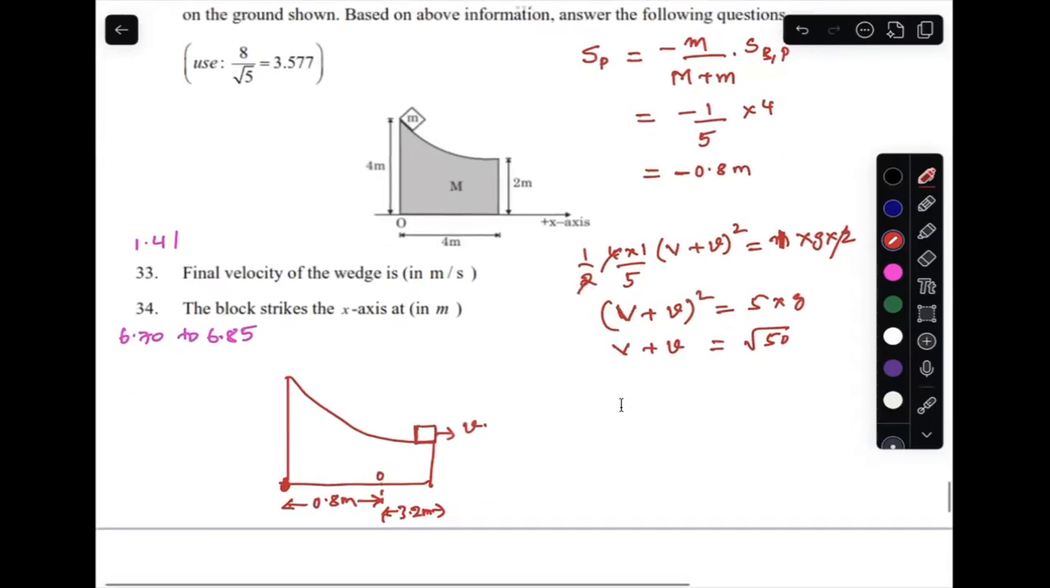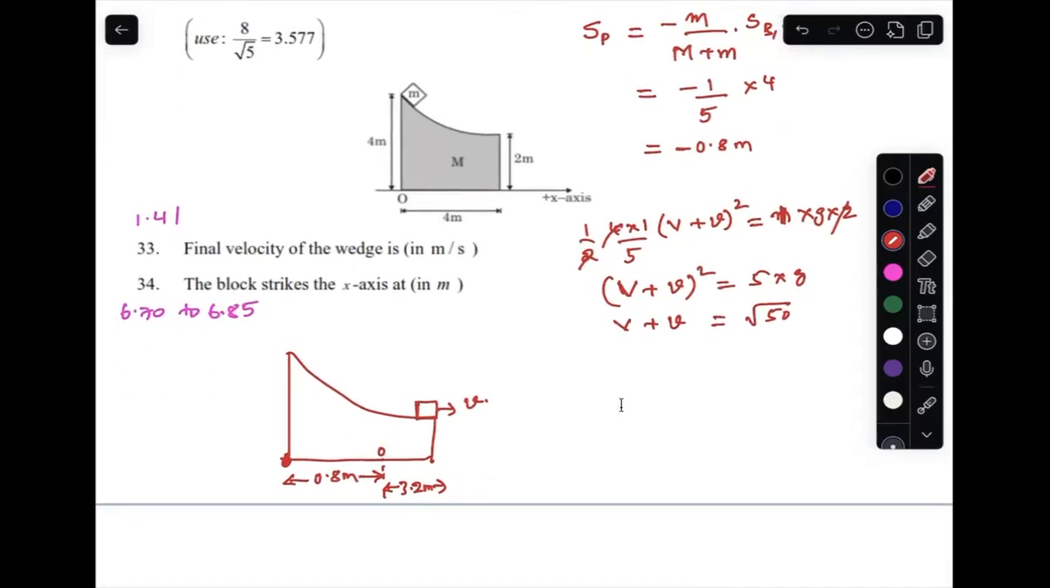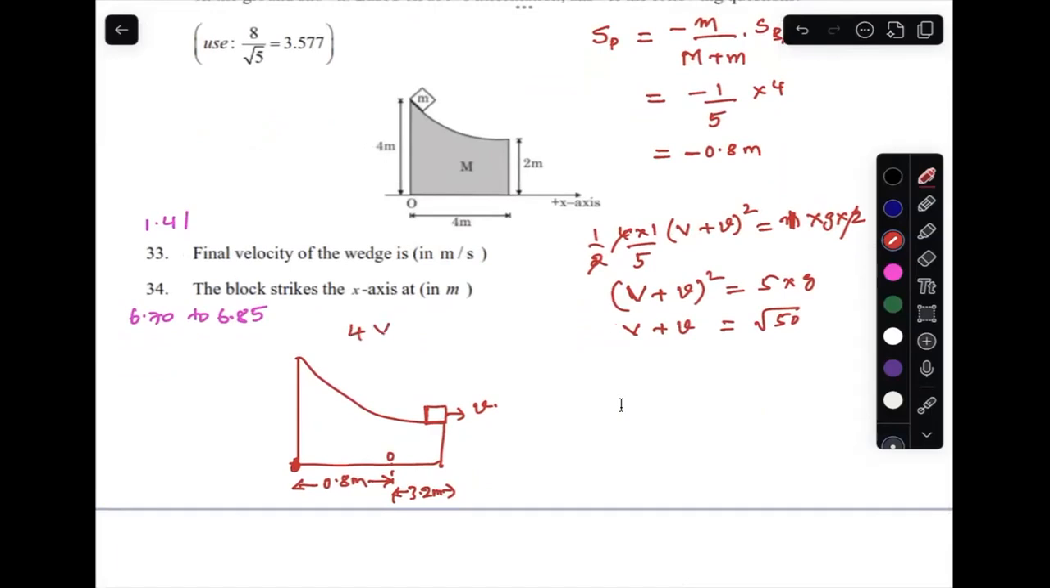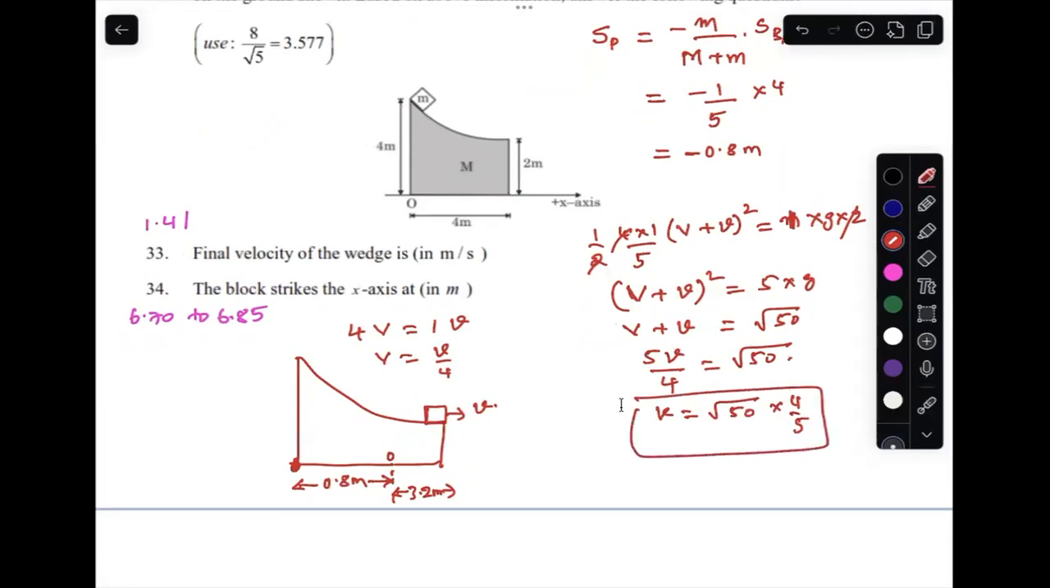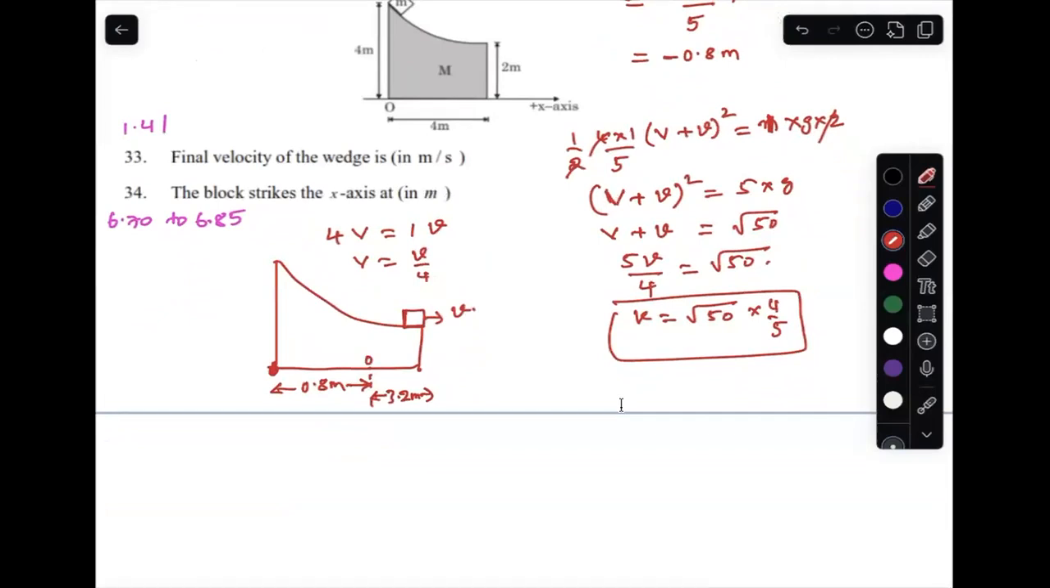Hold on. Momentum is conserved along the x direction. So therefore, 4 times capital V is 1 times small v. So in the place of capital V, I will write v by 4. This will become 5v by 4 is root 50. So v is root 50 times 4 by 5. All this is fine. What is the exact question? Find the velocity of the wedge in meters per second. I've done it. You want v by 4, so root 50 by 25 actually.